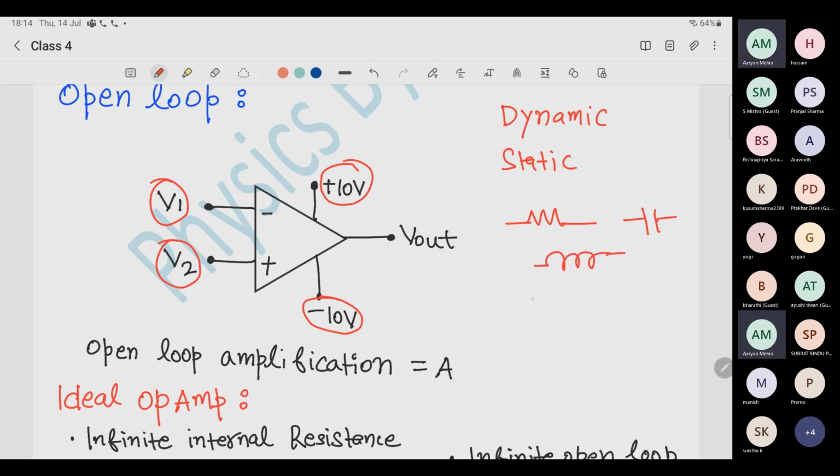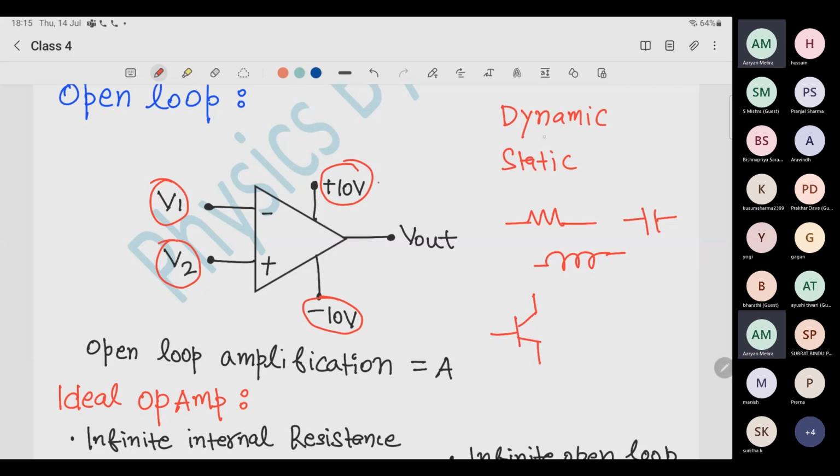Dynamic elements are like BJT, bipolar junction transistor. You know that we need forward biasing and reverse biasing for this transistor to work. Similarly, op-amps are also dynamic. We need some external voltage for this op-amp to work. And these 10 volt and minus 10 volt, sometimes it is 20, or it can be any voltage depending upon what kind of op-amp you are using. For a very general basic understanding, I have kept it at 10 volt.